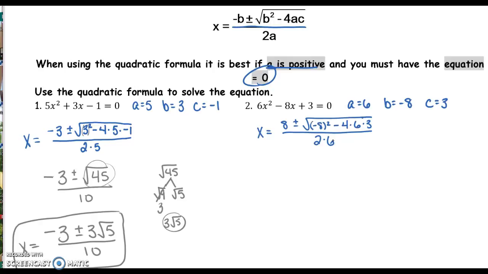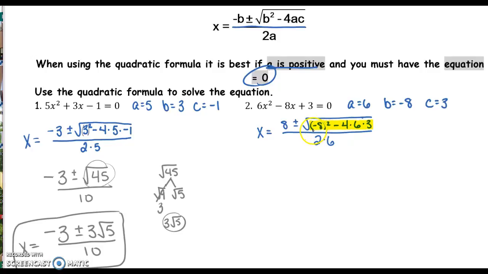So the stuff under the square root, the stuff under the radical, I'm just going to plug that into my calculator. Make sure you use parentheses if you're squaring a negative number, because think about that. When you square a number, you should end up with a positive. So negative 8 squared should be positive 64.